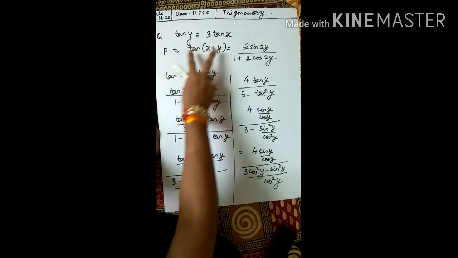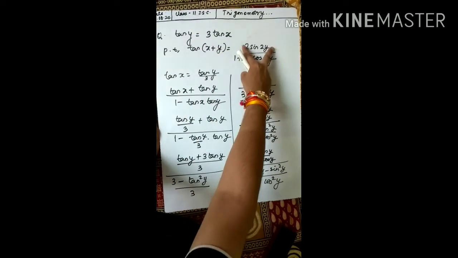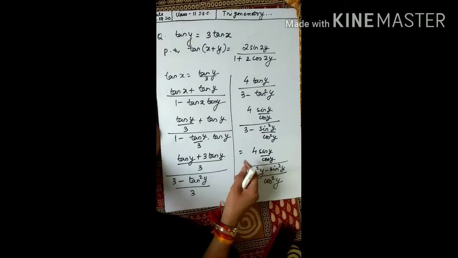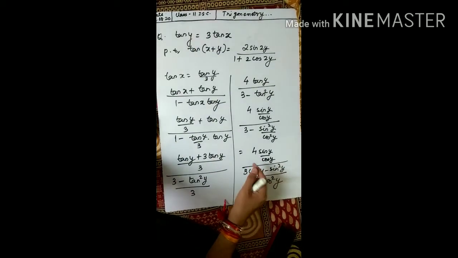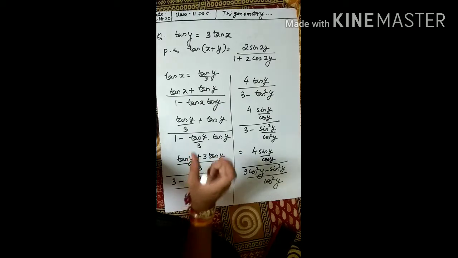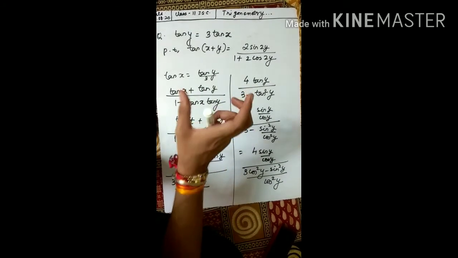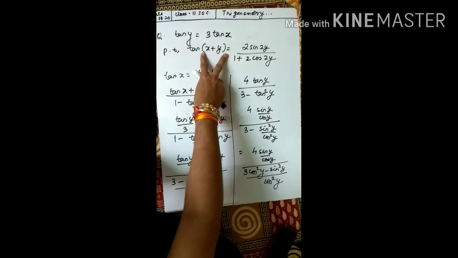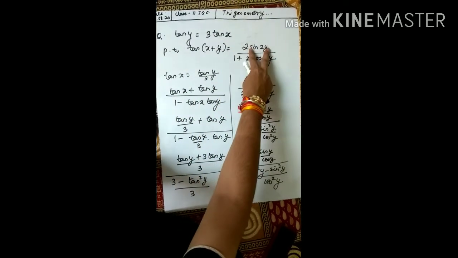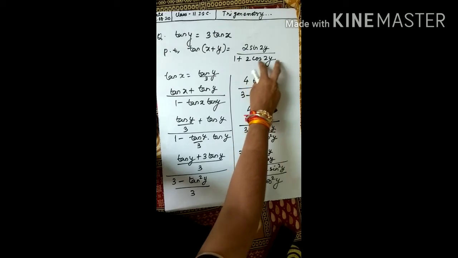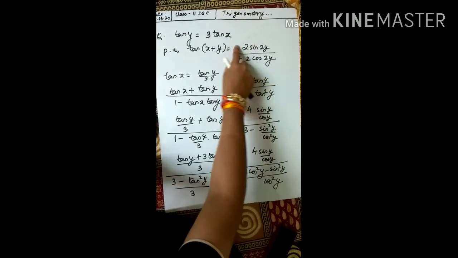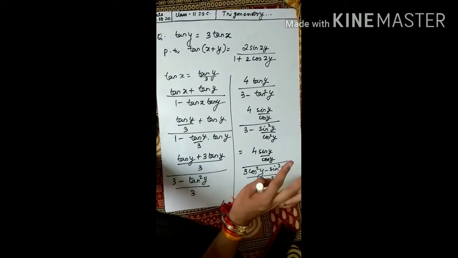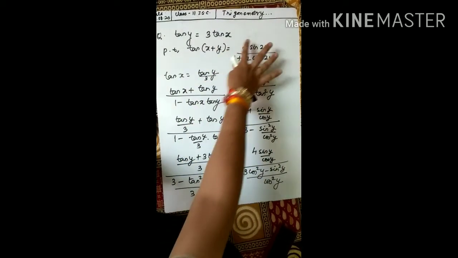We have to prove that tan(x+y) is equal to 2 sin 2y upon 1 plus 2 cos 2y. From the given part, first of all, we should note that you are asked to prove tan(x+y) is equal to 2 times sin 2y upon 1 plus 2 cos 2y. See, your RHS is totally in terms of y. There is no x term in it. And you have to prove tan(x+y) is equal to this.